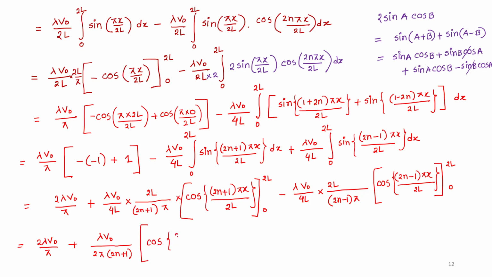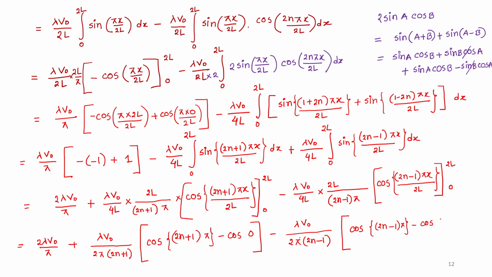cos(2n plus 1) pi, okay, minus cos 0. Similarly, when we write it like that, lambda v0, it will be 2 pi (2n minus 1) cos(2n minus 1) pi minus cos 0. Okay, so I'll go to the next page and write the individual terms.